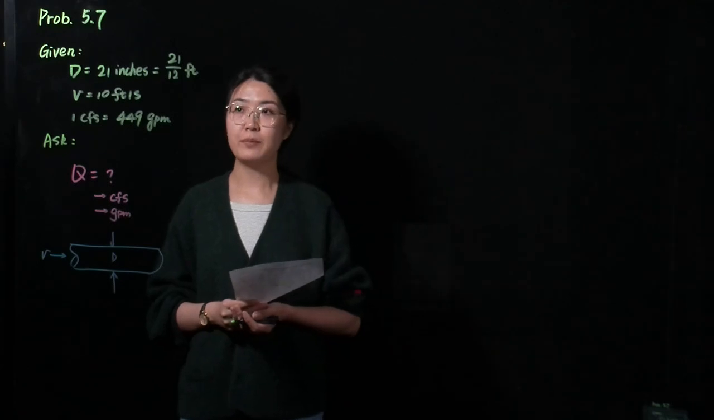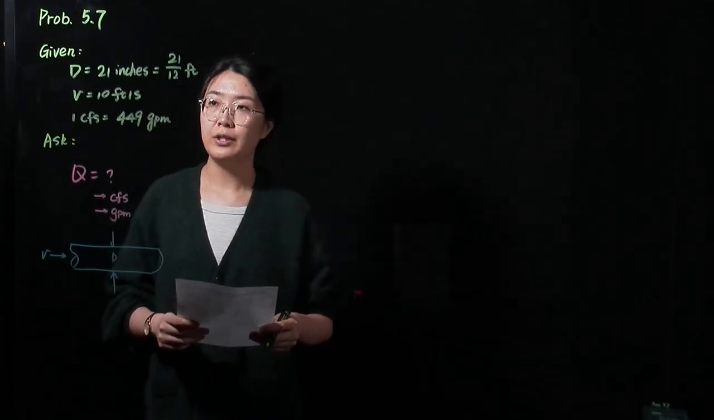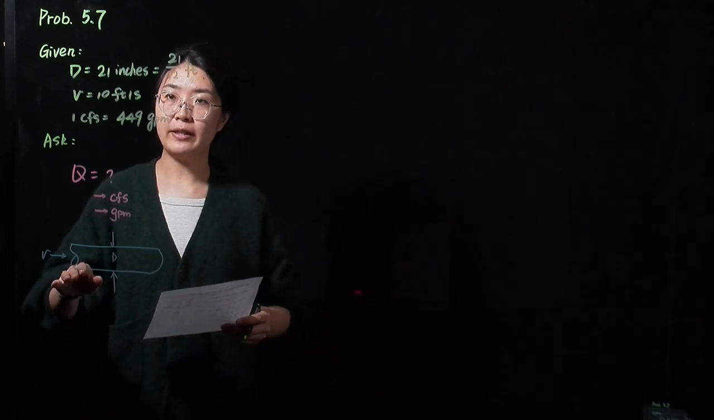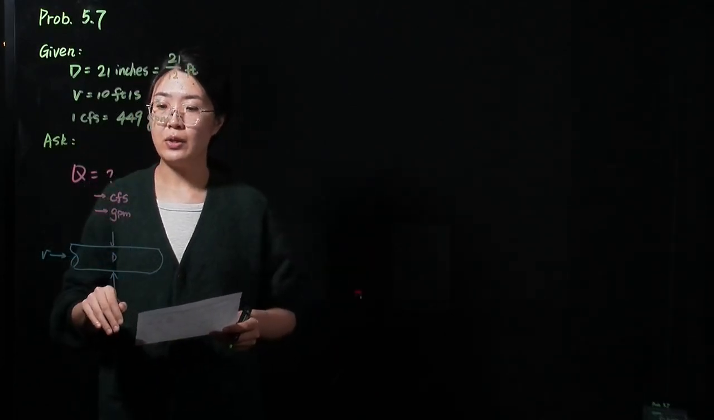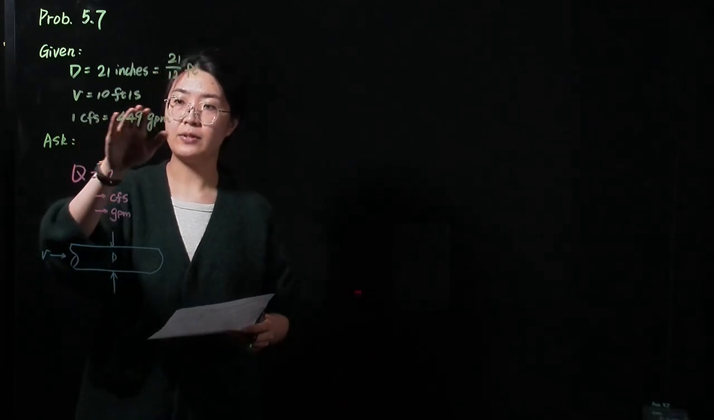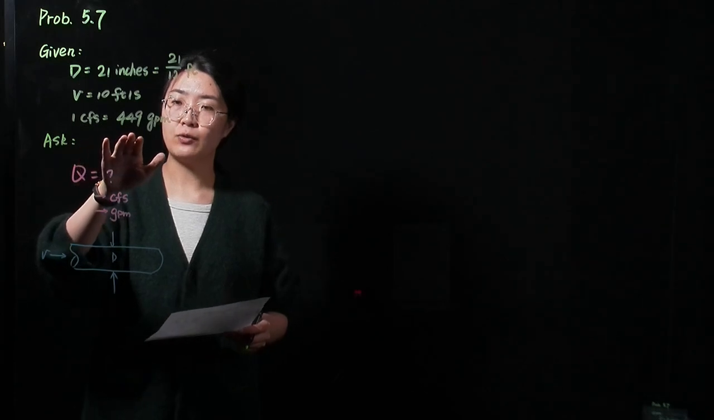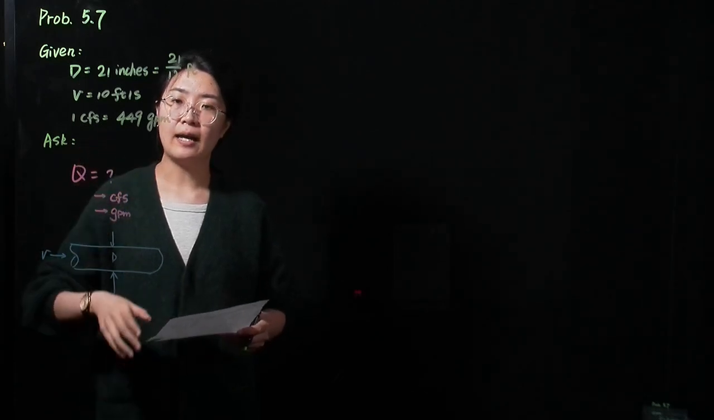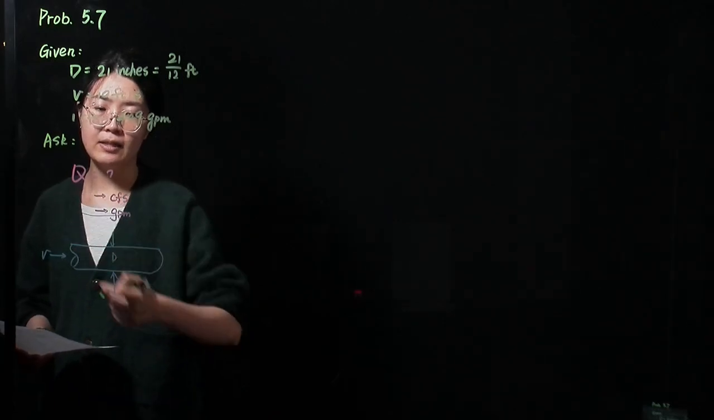Now let's take a look at problem 4. In this problem, there is a pipe. We know its diameter is 21 inches. We can convert it into feet. We also know the velocity in this pipe equals 10 feet per second. We also know that 1 cubic foot per second equals 449 gallons per minute. We need to determine the flow rate in this pipe.